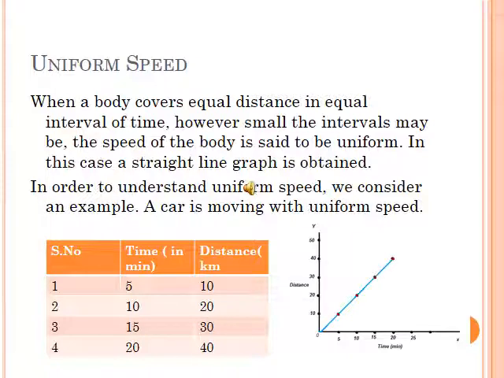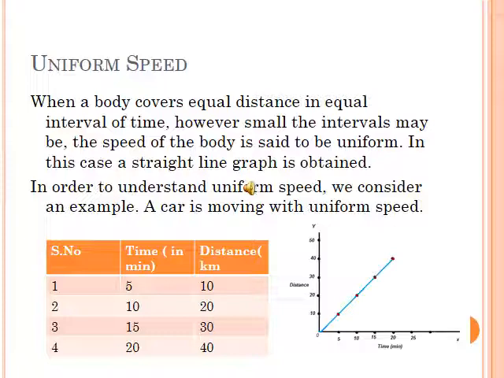Now students, we discuss uniform speed. When a body covers equal distance in equal interval of time, however small the intervals may be, the speed of the body is said to be uniform. In this case, a straight line graph is obtained.